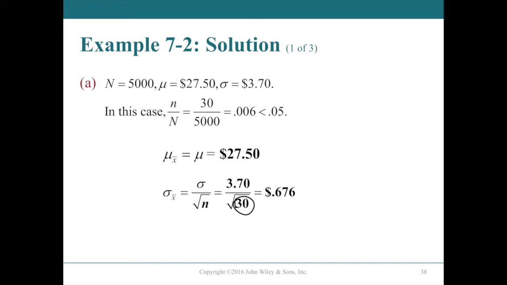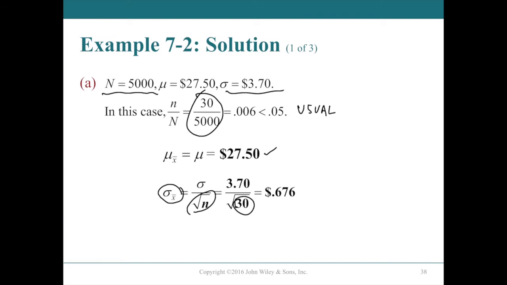N equals 30. 30 shows up here finally, but let's take a look at what happened here. We had a population size of 5,000, and the mean and the sigma were given before, and what we have here is a ratio of 30 to 5,000 being very small, which is the usual situation. So leave the mean alone, but adjust the standard deviation with respect to the sample mean by dividing your given sigma by the square root of n.